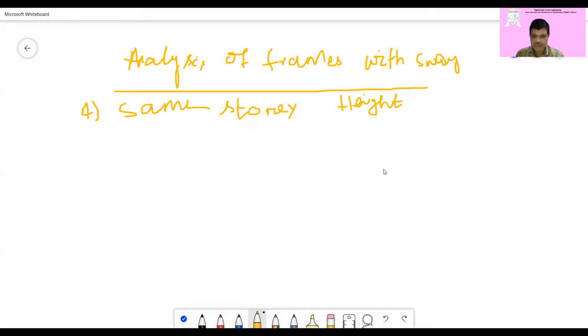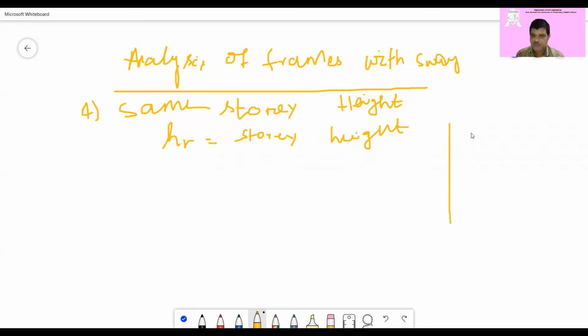So what does that mean? Story height is the same. Let the story height be HR. HR is the story height. Now we will take the equilibrium like this.